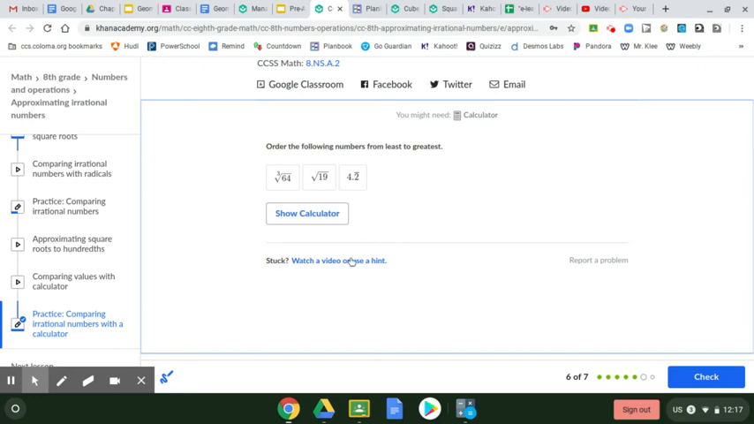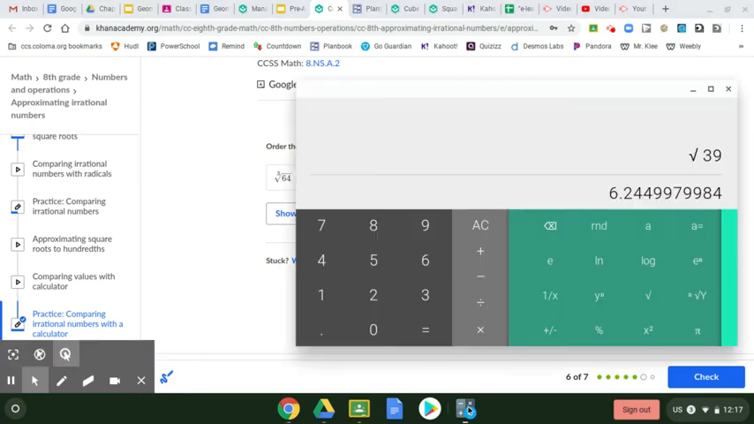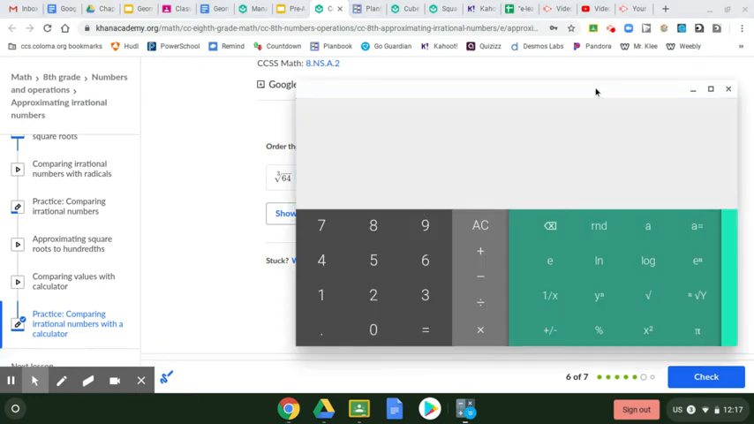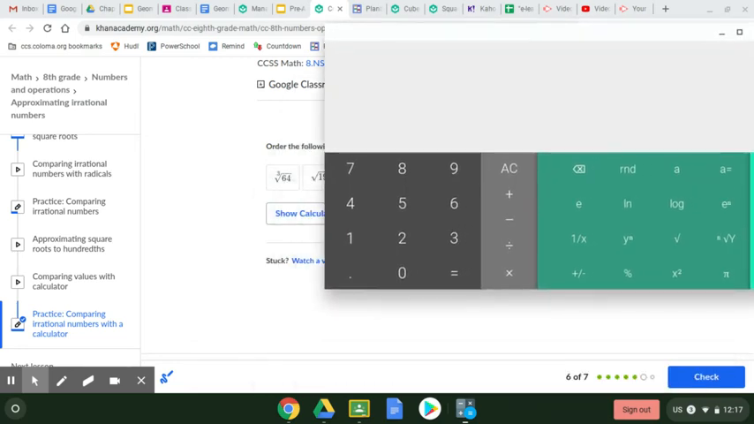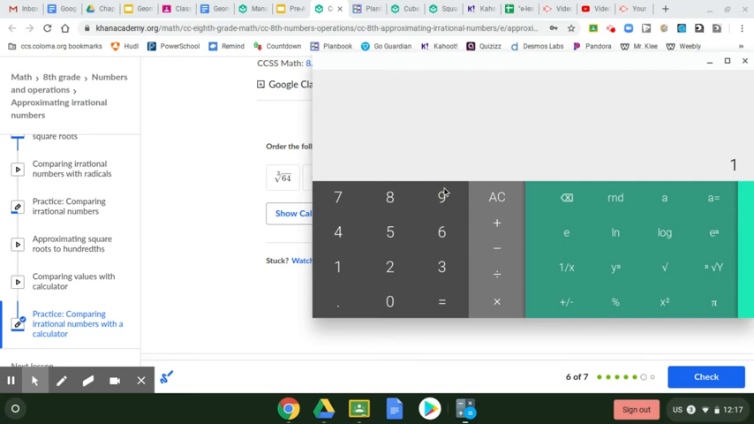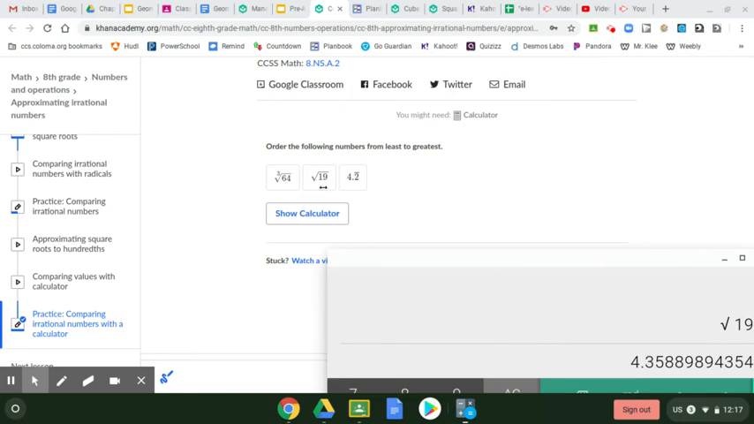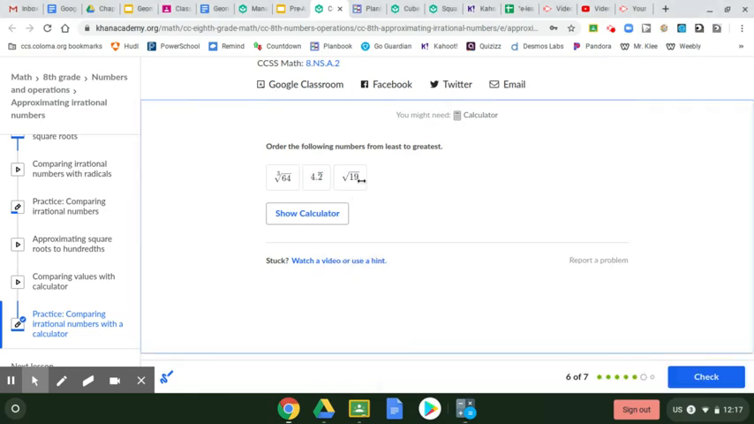And then just to really confirm that I'm correct, I'm going to pull up my calculator real quick. I'm going to kind of split screen it a little bit. I want to know the square root of 19, so I'm going to type 19 in, hit the square root button. It's 4.35-ish, or 4.36 is a little bit bigger. And I now know those are in the correct order.